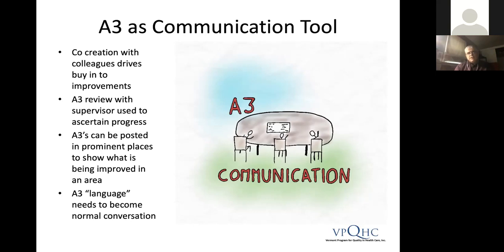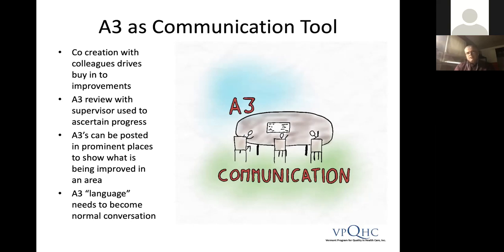It works both ways. But the basic idea is you're co-creating this thing. And by doing that, you're getting buy-in by all of the people on that workflow to be able to implement those improvements. You can use it as a review process with your supervisor. And it can be used as posters. You can post them up in prominent places to show what's being improved.